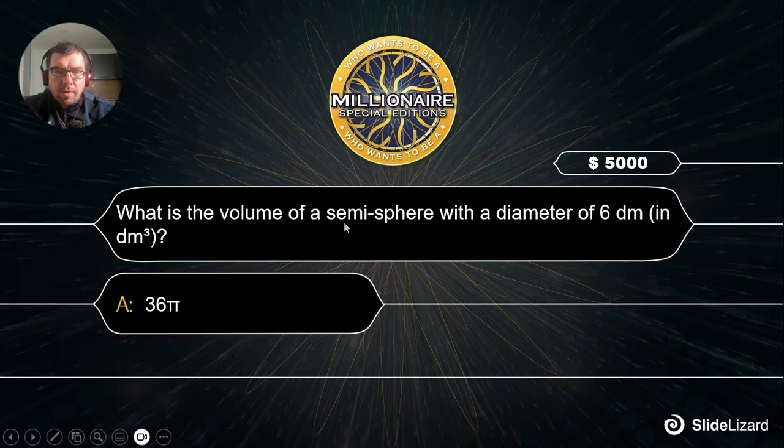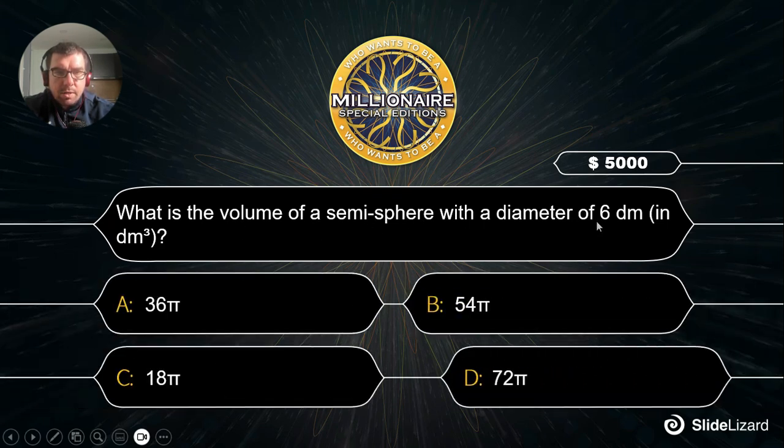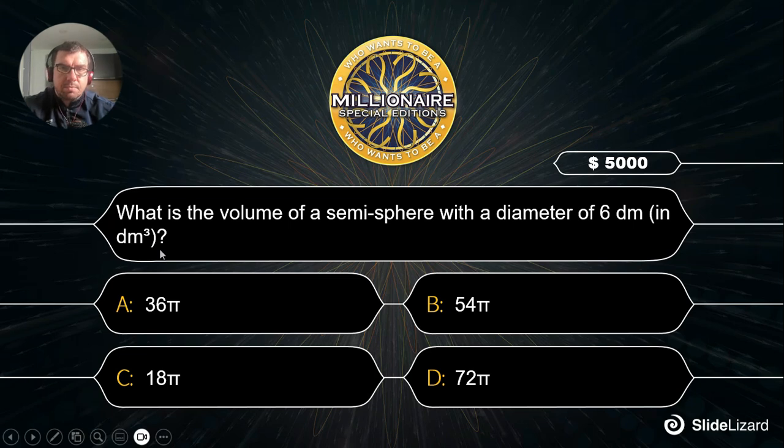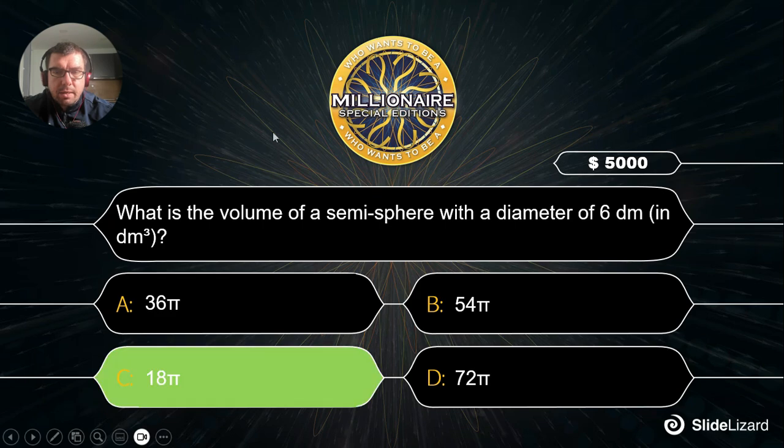What is the volume of a semisphere with diameter of 6 decimeters in cubic decimeters? Did you find C, 18? 18 is correct. Let's solve it together.